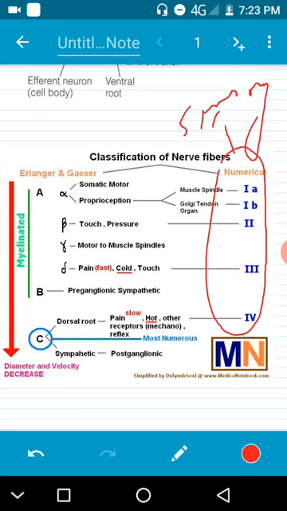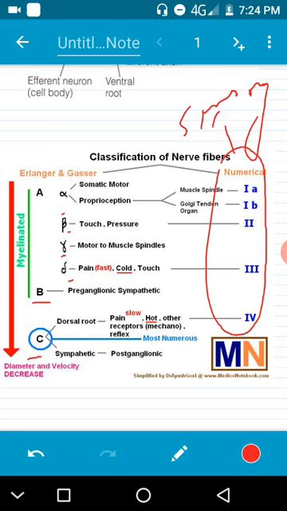According to the Erlanger classification, the fibers are divided into A alpha, A beta, A gamma, A delta, B and C types of fibers. Whereas according to the numerical classification, we have just five: 1A, 1B, 2, 3 and 4. I hope it's clear to everyone right now.